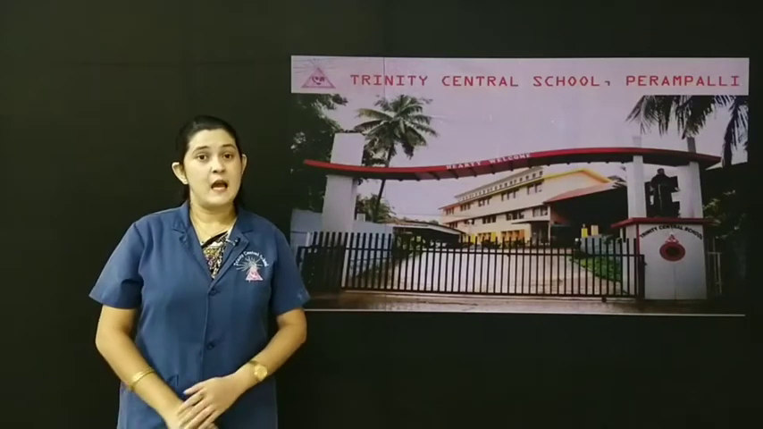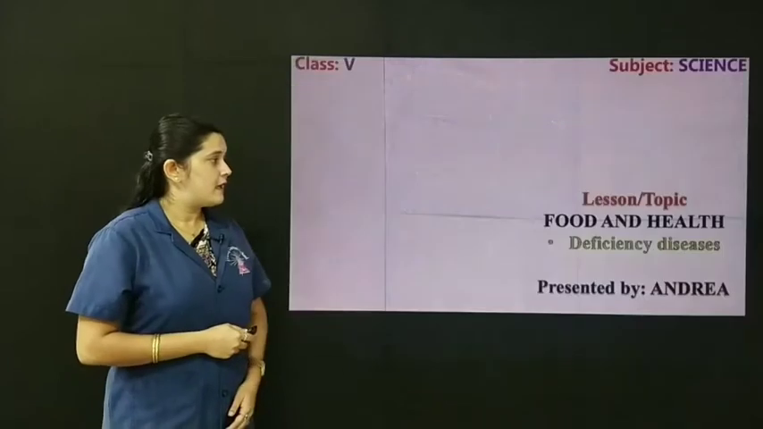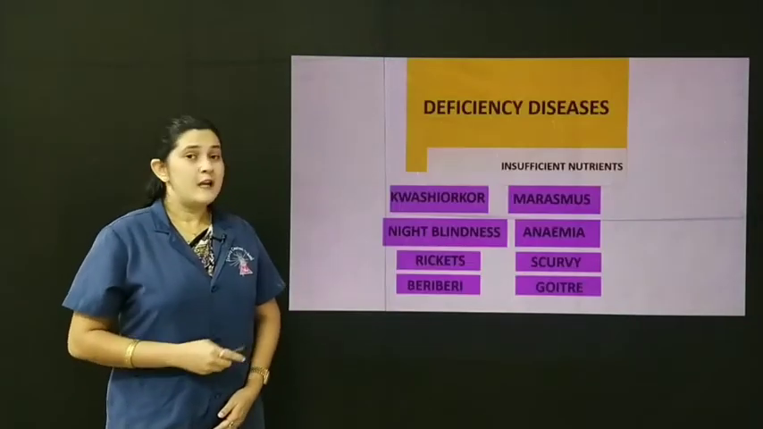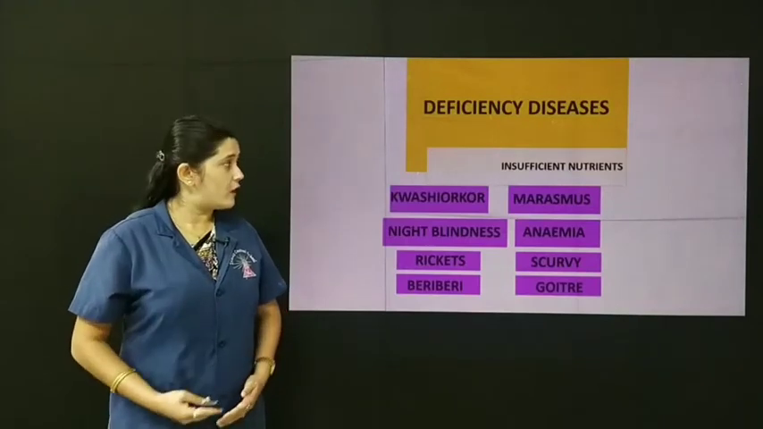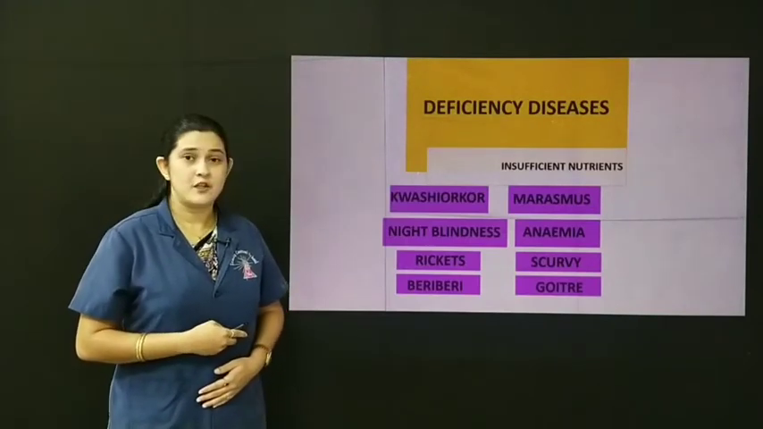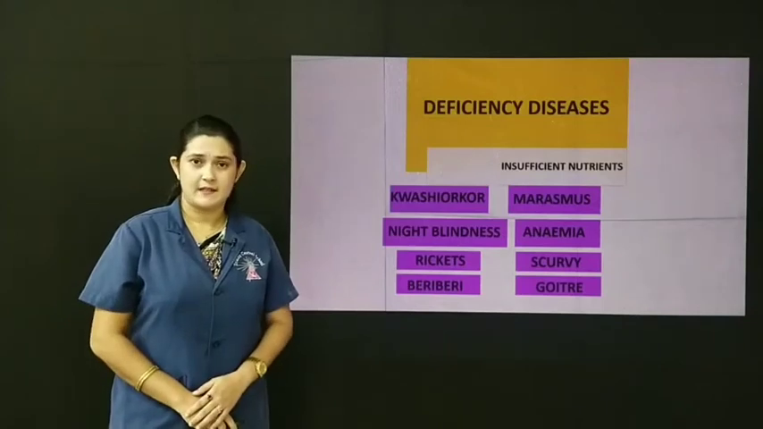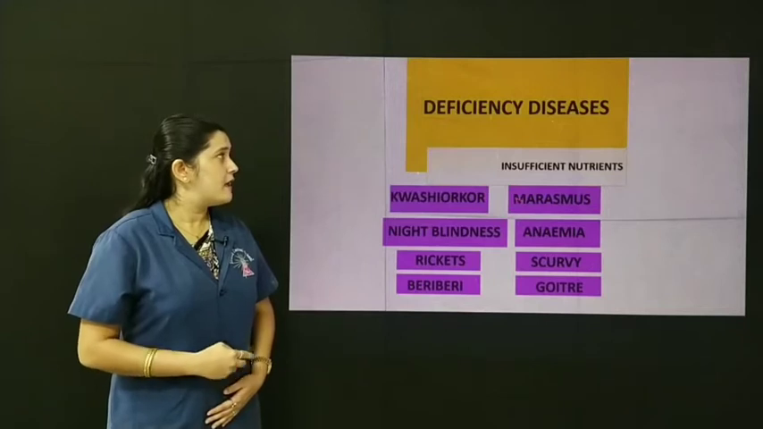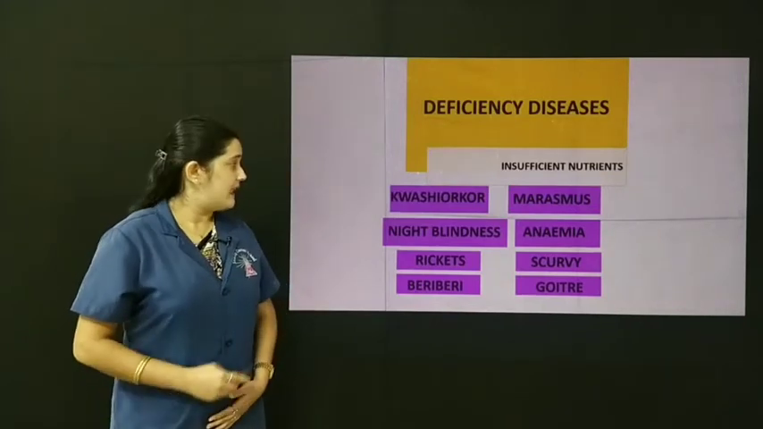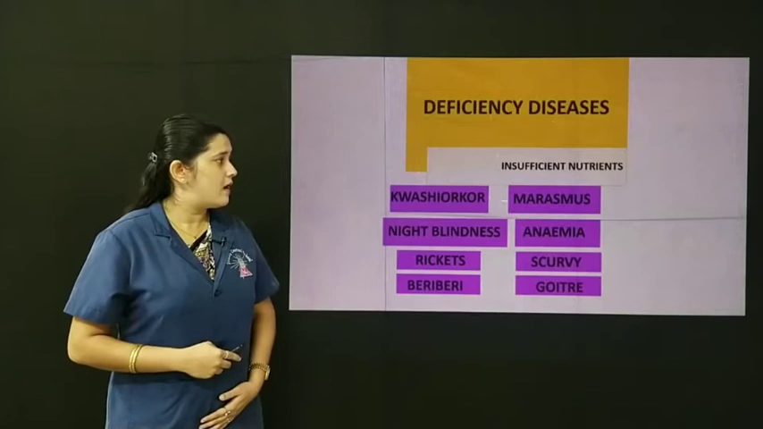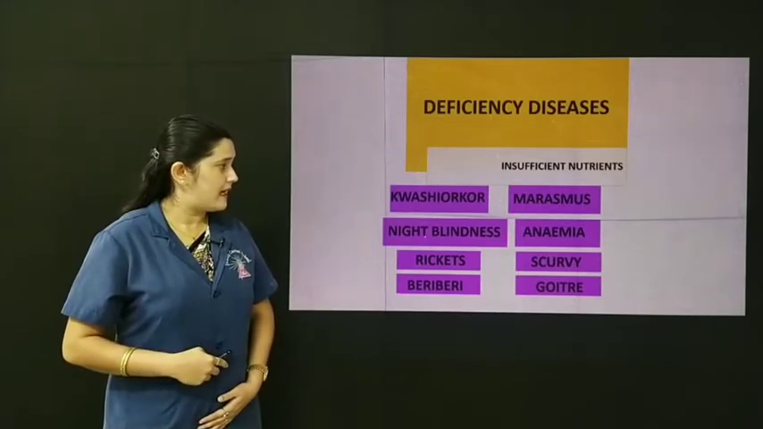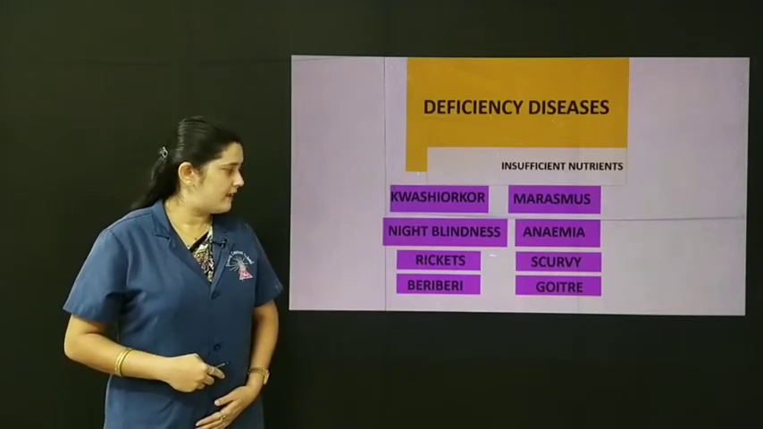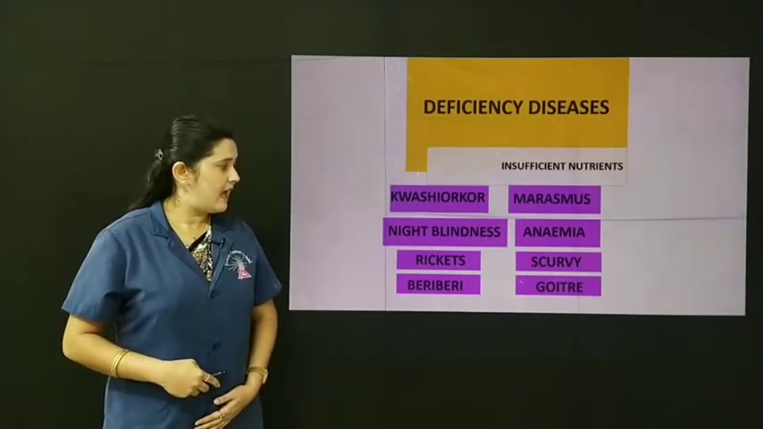In today's class, you will learn about deficiency diseases. Deficiency diseases are caused due to insufficient nutrient in our diet. You will learn about 8 types of deficiency diseases. They are kwashiorkor, marasmus, night blindness, anemia, rickets, scurvy, beriberi and goiter.